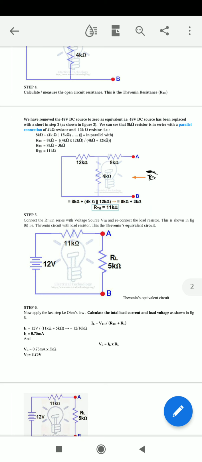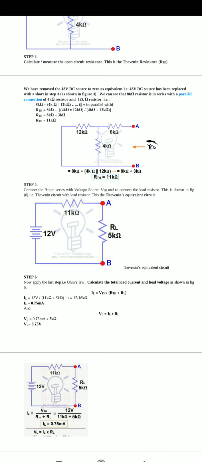Now we can draw the Thevenin's equivalent circuit. Thevenin equivalent circuit looks like this: one voltage source in series with R Thevenin and load resistance. This is the Thevenin equivalent circuit. So the equivalent resistance of the 12 kilo ohm, 8 kilo ohm and 4 kilo ohm resistors is 11 kilo ohm. So 11 kilo ohm and 5 kilo ohm. Now connect the load resistor at points A and B. So this is the Thevenin equivalent circuit.